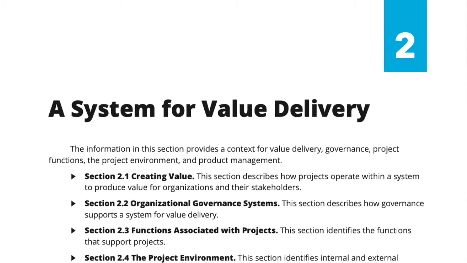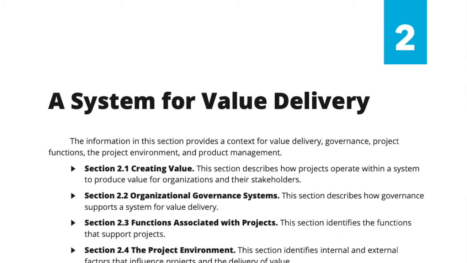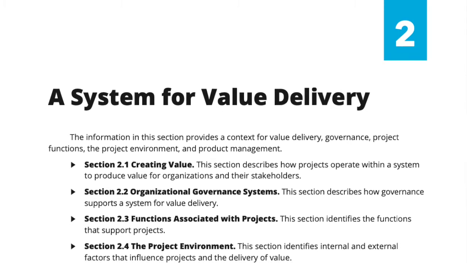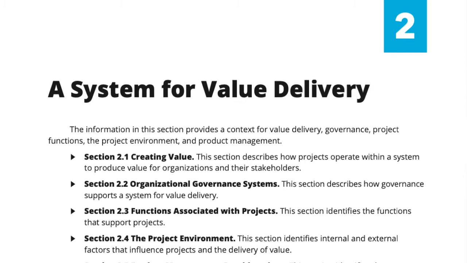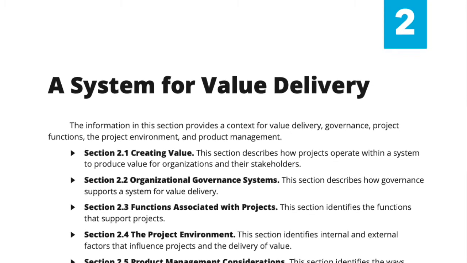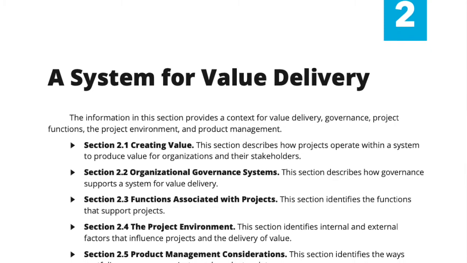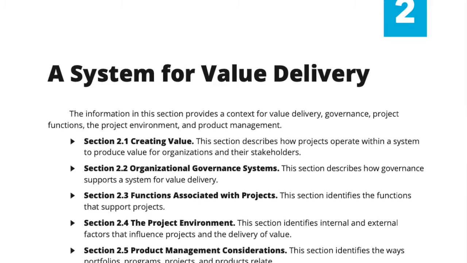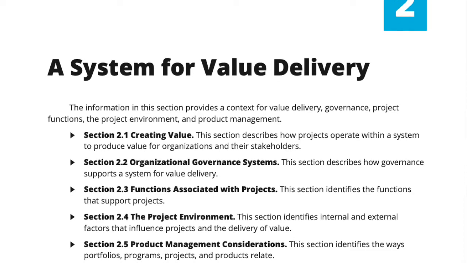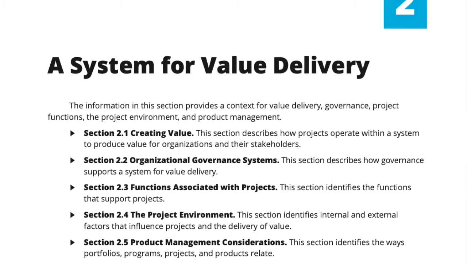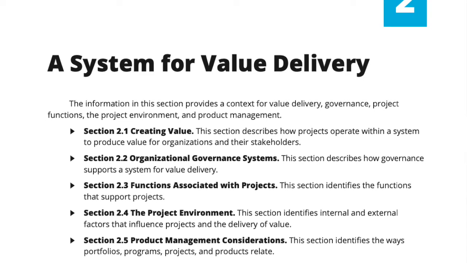Organizational governance systems section describes how governance supports a system for value delivery. Functions associated with projects section identifies the functions that support projects. The project environment section identifies internal and external factors that influence projects and the delivery of value. Product management considerations section identifies the ways portfolios, programs, projects, and products relate.